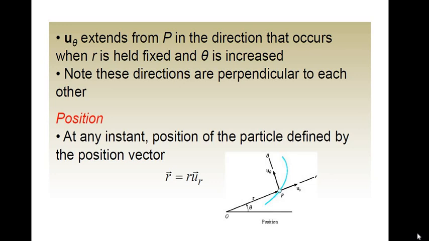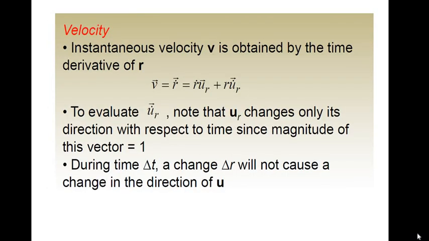First, position: at any instant, the position of a particle is defined by the position vector r equal to r times ur. Velocity: the instantaneous velocity v is obtained by the time derivative of r. v is equal to r dot times ur plus r times ur dot. To evaluate ur dot, note that ur changes only its direction with respect to time, since the magnitude of this vector is equal to 1. During time del t, the change del r will not cause a change in the direction of ur.